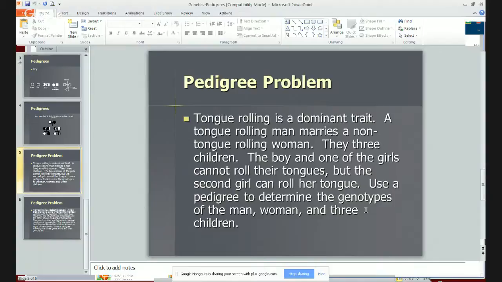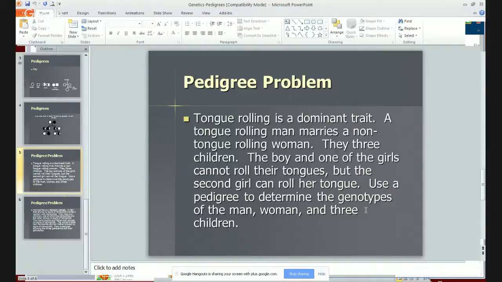He marries a woman that can't roll her tongue. So you draw the circle. And since she is a non-rolling tongue person, we know she is homozygous recessive. So we're going to give her 2 little t's, and we're going to color her circle all the way in. Okay? Then what we're going to do is they have 3 kids. So we're going to draw a space for 3 kids.